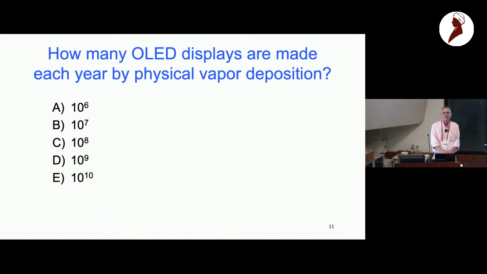Okay, I know physicists love to estimate orders of magnitude. Okay, so I'm going to give you maybe 10 seconds to think about this. 10 to the power 10. 10 to the 14? How many OLED displays are made each year by physical vapor deposition? So just to be clear, my phone counts as one. This is one OLED display, okay?